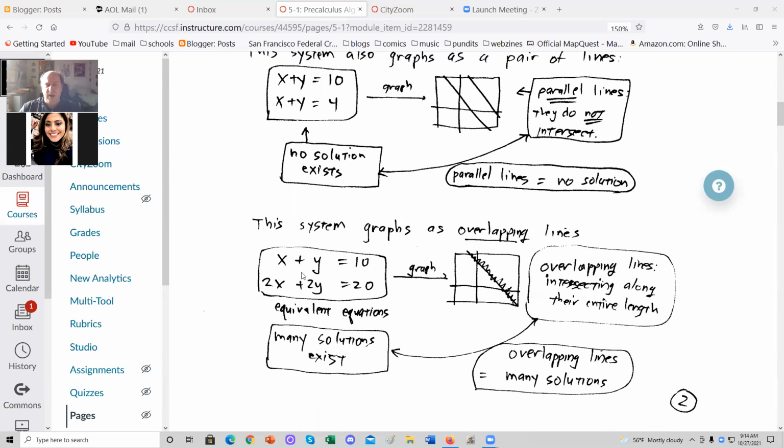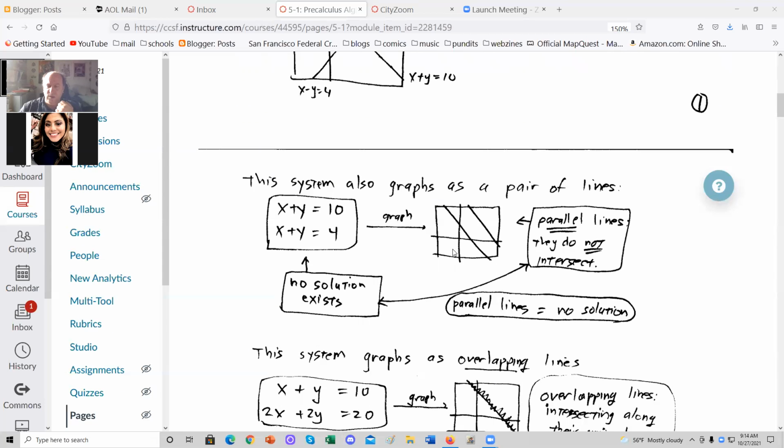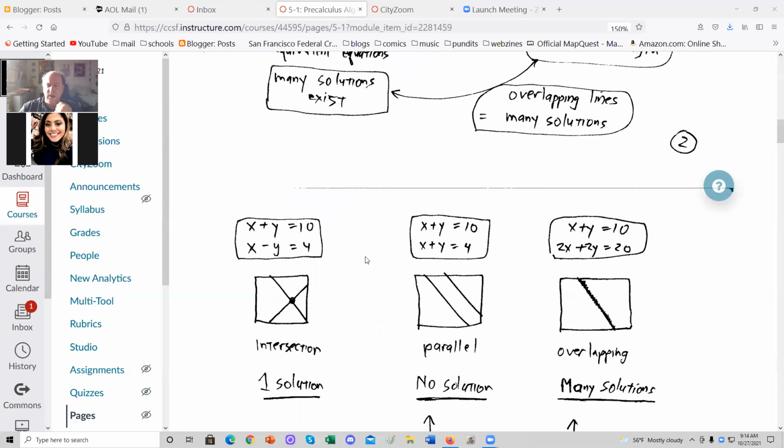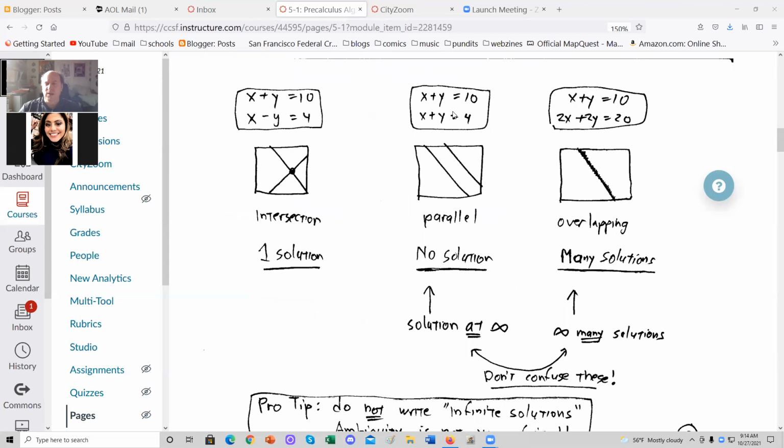Or here's a system: x plus y equals 10, 2x plus 2y equals 20. These are equivalent equations. They mean the same thing. So the graph is the same line as overlapping lines, which intersect along their entire length. So there are many solutions. So you can have a system with one solution, no solutions, or many solutions. Like this, and like this. Intersection, parallel, or overlapping.